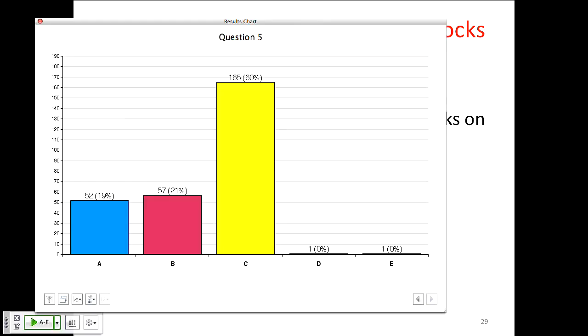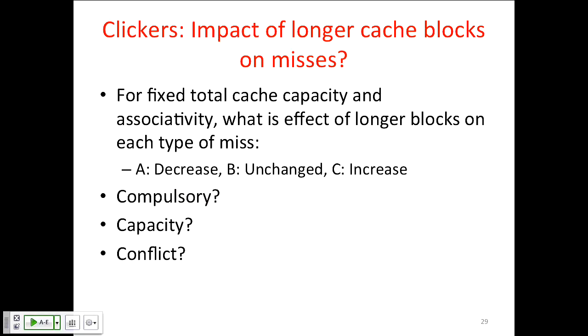Okay, so, clear winner is increase, but some people unsure here. So let's go back and look at this. The capacity is fixed, the associativity is fixed. If you make the blocks longer, you're going to have fewer blocks. If you have fewer blocks, conflicts are going to increase. There are fewer places to put stuff with the same associativity. So there are going to be fewer sets. The only way to get longer blocks with fixed capacity and fixed associativity is to reduce the number of sets, and so you're likely to get more conflicts. So it should increase in that case.